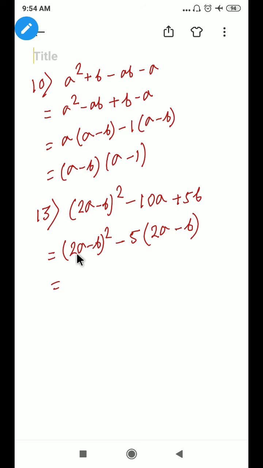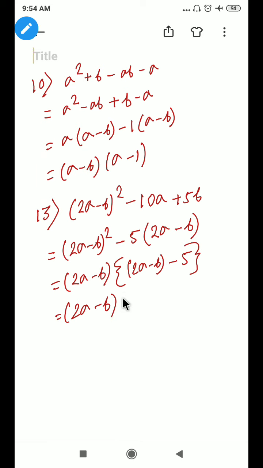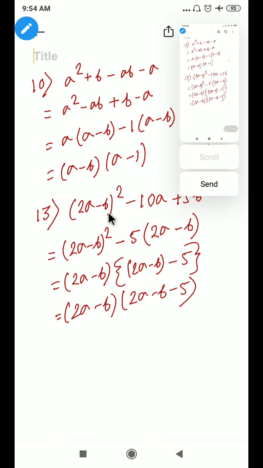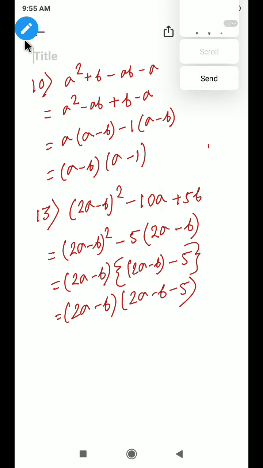So now 2a minus b is present 2 times here, and here 1 time. So you can take common one time 2a minus b. So 2a minus b is left here and here is left minus 5. Then if you open the bracket, you will get 2a minus b minus 5. So this polynomial you can retain as a product of some expressions, so our factorization is completed. Now in this way you can do the rest of the problems in exercise 5. Thank you everyone.